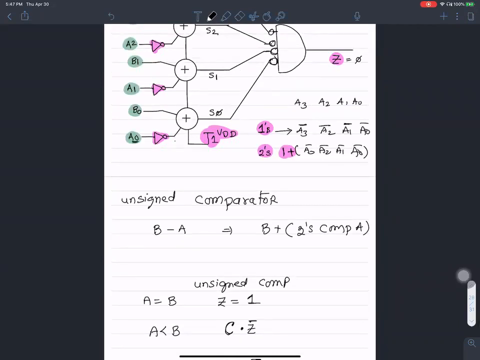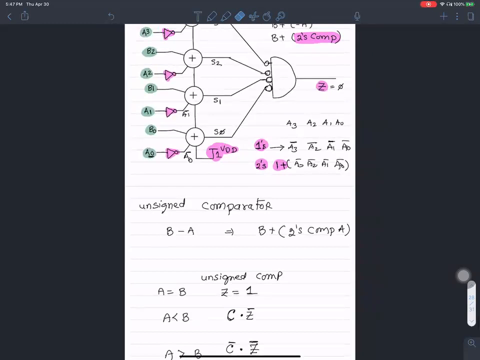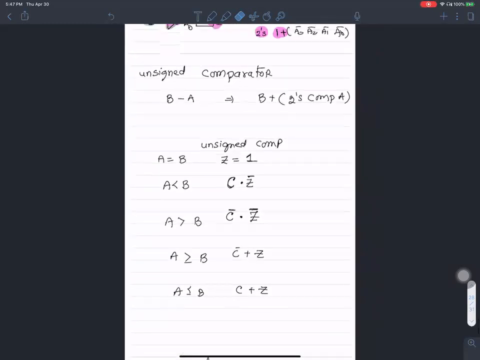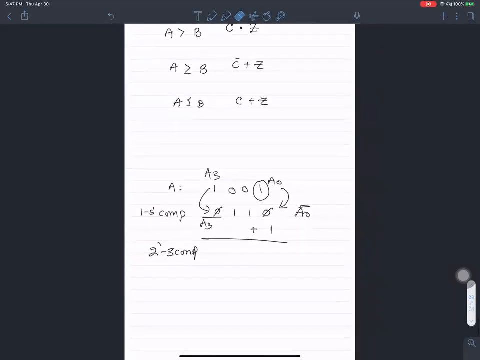This A0 will be made A0 naught. But that's the one's complement, right? How is it generating the 2's complement? Don't forget this guy, the 1 being added here through the carry in. This is a full adder, right? So when you add a 1 here, that generates a 2's complement number. Does that make sense? Yeah. Okay, so that's a good question.